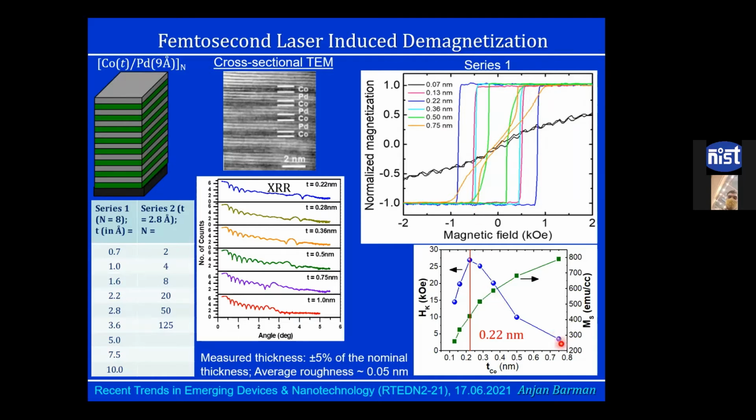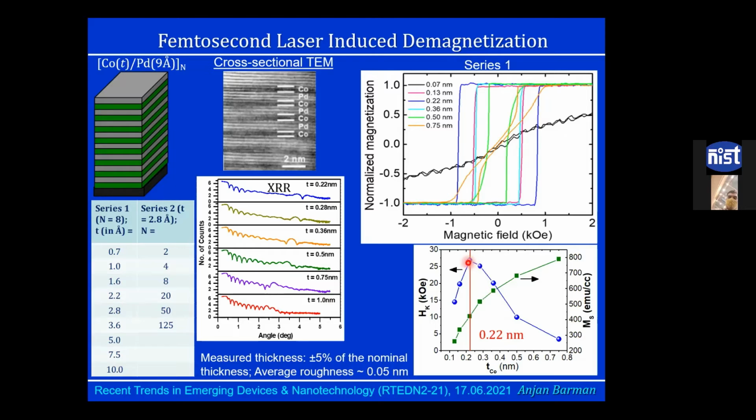And we plotted the anisotropy, and we see that the anisotropy is fairly low, although it is still perpendicular, and it increases to a high value up to about T equal to 2.2 angstrom, below which it drops very fast. So we know that 2.2 angstrom, so 0.22 nanometer, is actually the monolayer thickness.